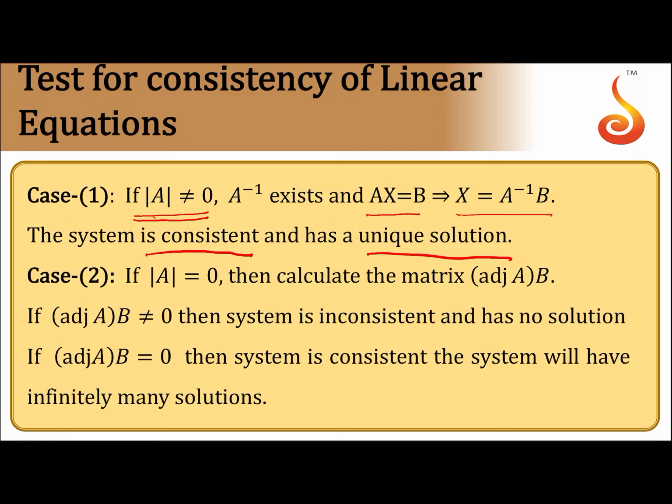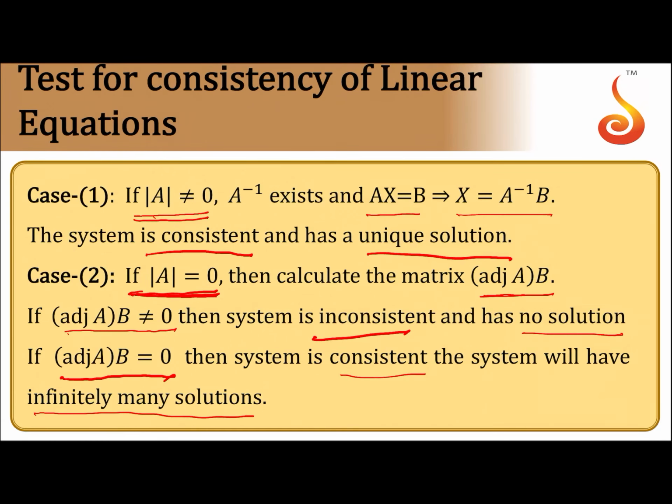If the determinant of A equals 0, that means the matrix is singular, then we have to calculate adjoint A into B also. If adjoint A multiplied by B is not equal to 0 along with det A equals 0, then the system is inconsistent and has no solution. If adjoint A into B is equal to 0, then the system is consistent and has infinitely many solutions.